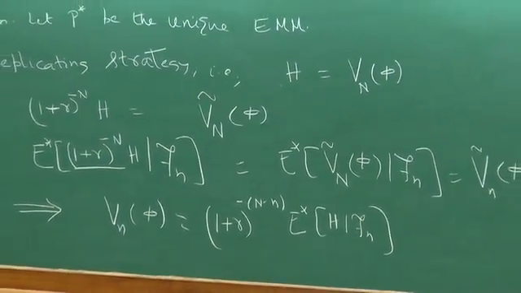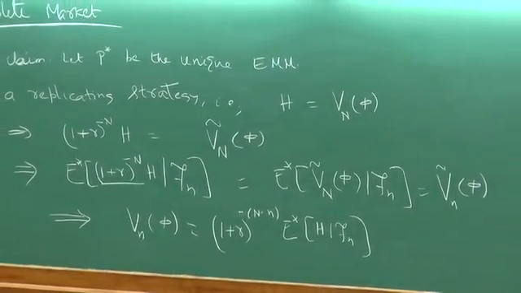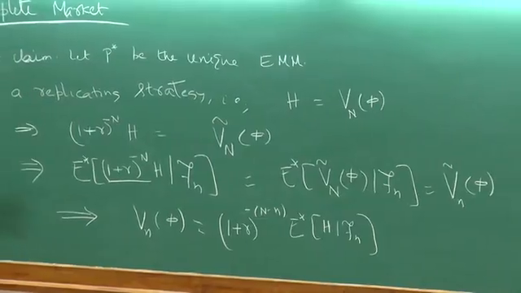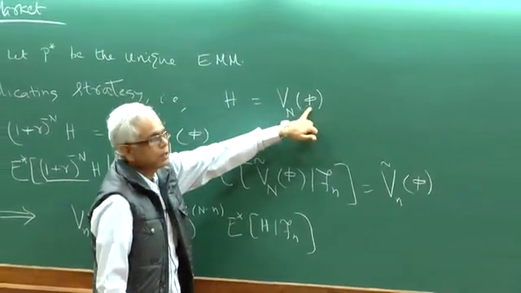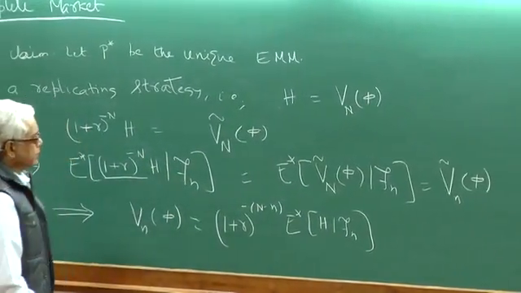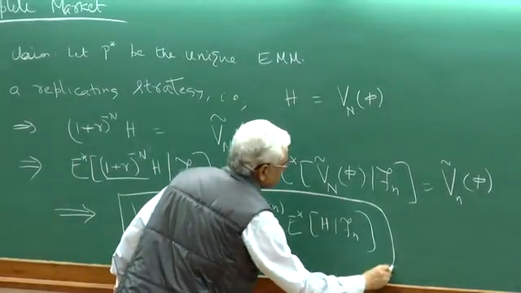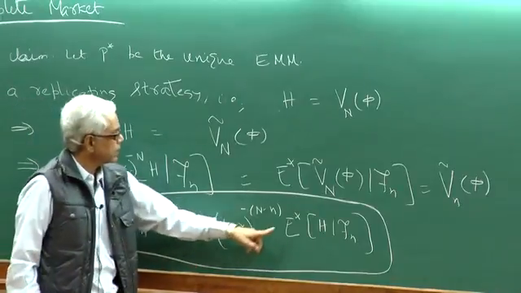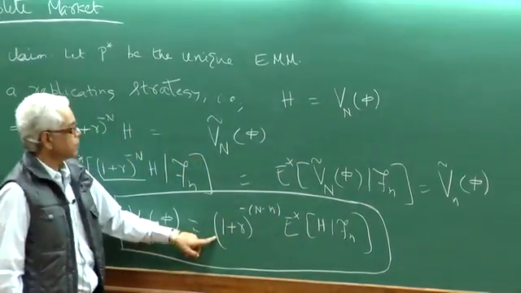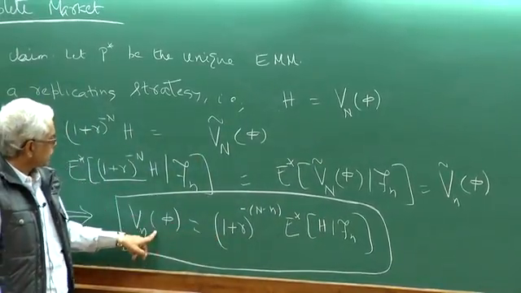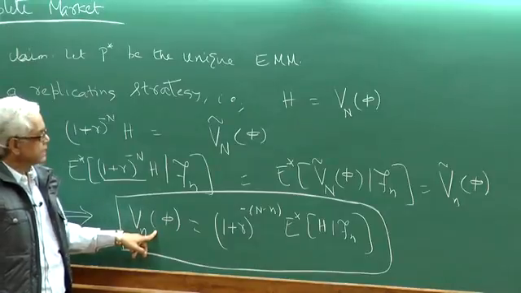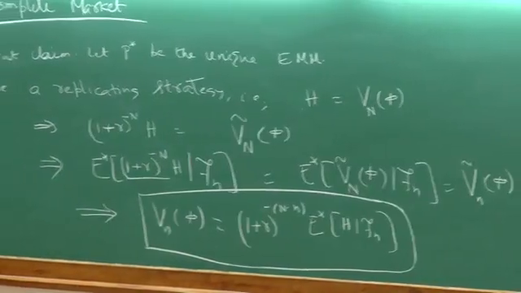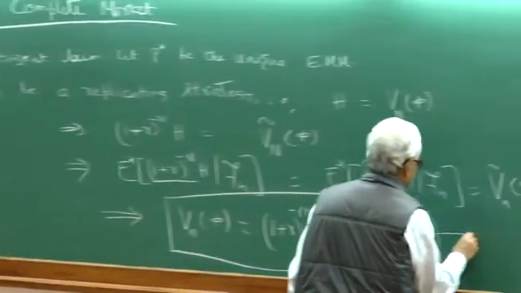Now let's interpret this result. This is just a simple consequence of the fact that the market is complete and therefore the claim is replicable, attainable. So we have replicated it using a self-financing strategy, and then we have used the martingale property. Now look at this. This is the value of the portfolio at time n, and this is equal to the conditional expectation of H given Fn multiplied by the appropriate discount factor. So this much wealth is needed to generate H, right? So this is the option price.